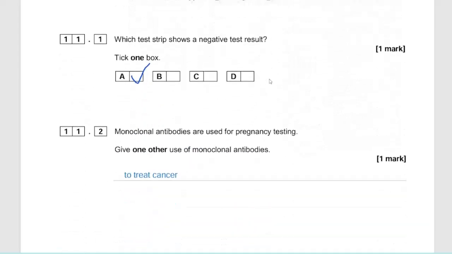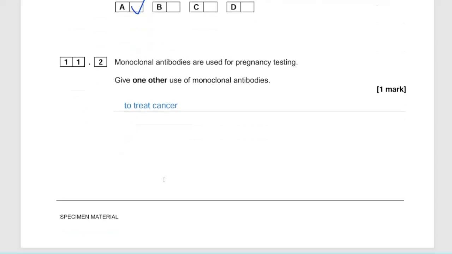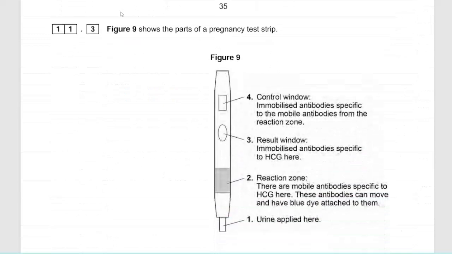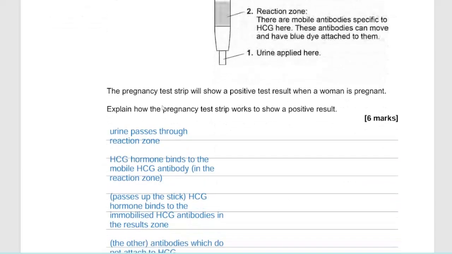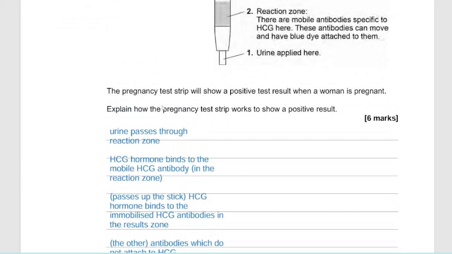And give one other use for monoclonal antibodies. To treat cancer. It's not on the mark scheme, but it's also used for sports doping detection. I think that's one of the more interesting uses, but unfortunately it's not on the mark scheme. And then we're just showing part of a pregnancy test strip, and we need to explain how the pregnancy test strip works to show a positive result.